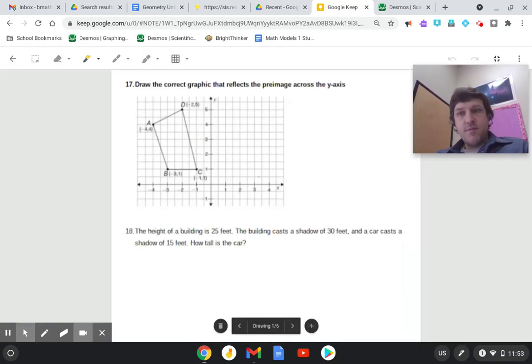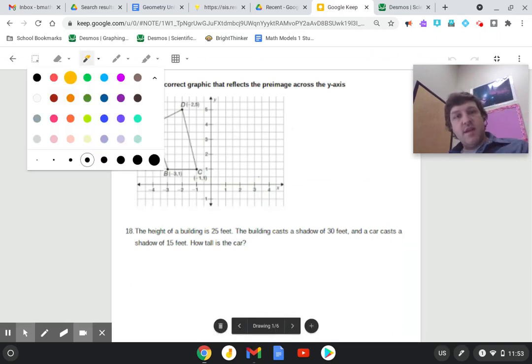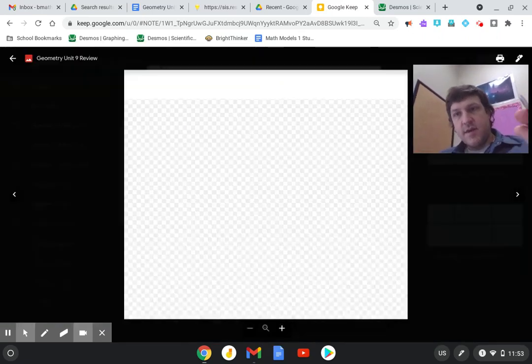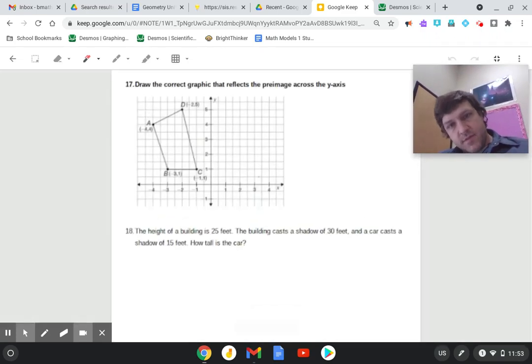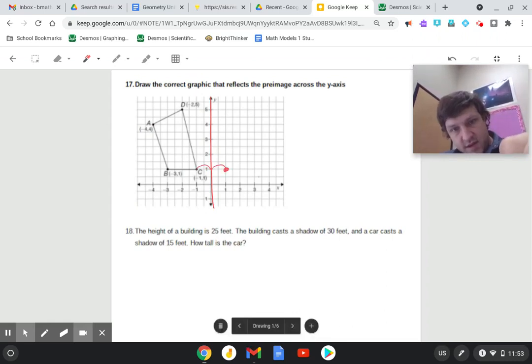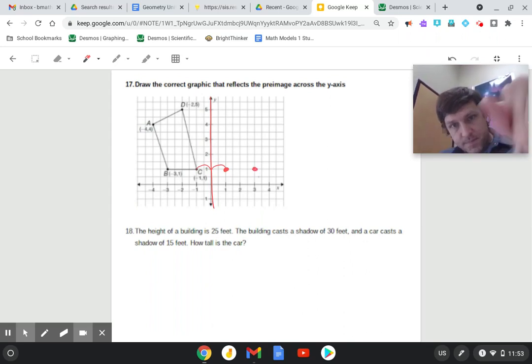Next couple problems, we have a reflection. With reflections, you just need to basically count across whatever the line is that they're giving you. In this case, they're telling us it's across the y-axis. Oops, sorry about that. It's across the y-axis, which is right here. So like C is going to be the same distance on the other side. B is going to be, see, that's 1, 2, 2 more on the other side. It's going to be over here.